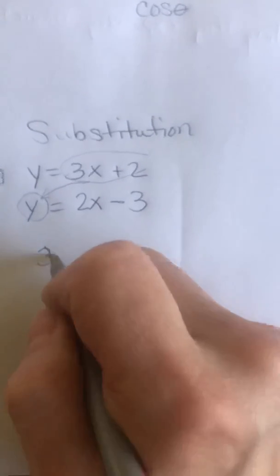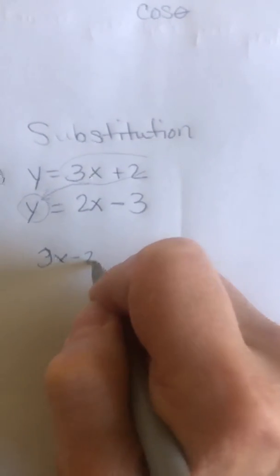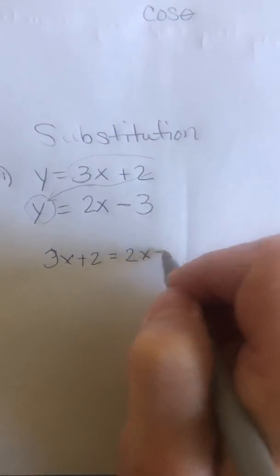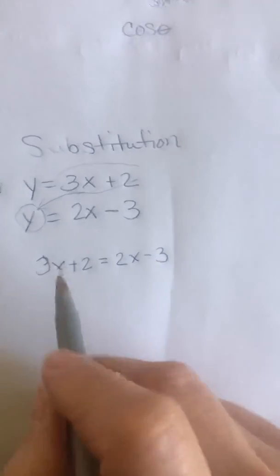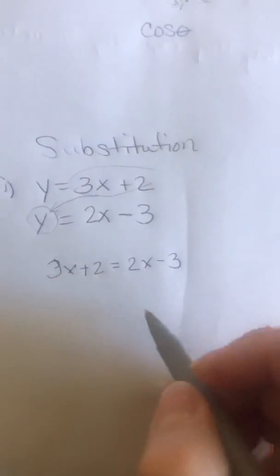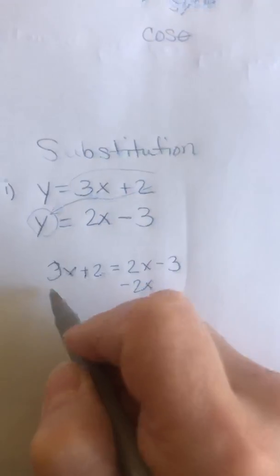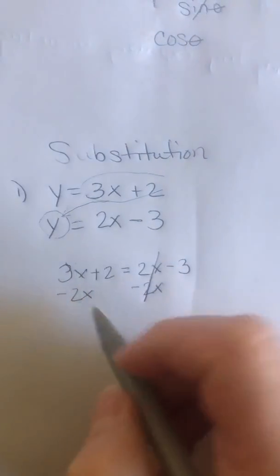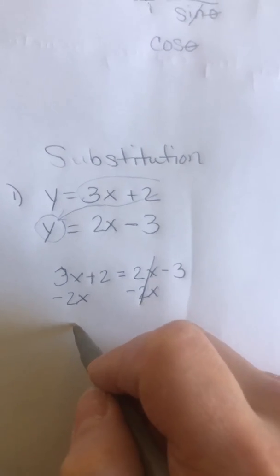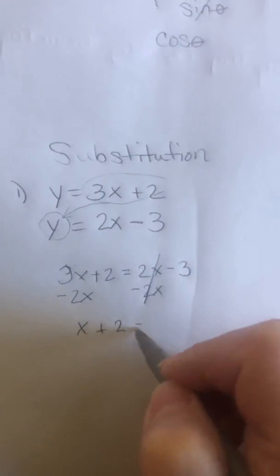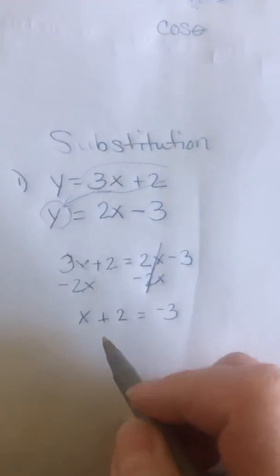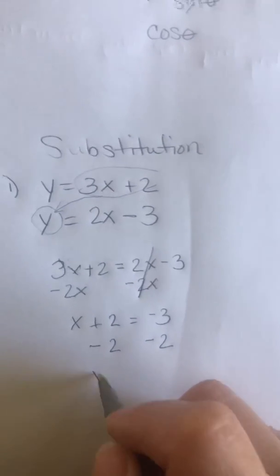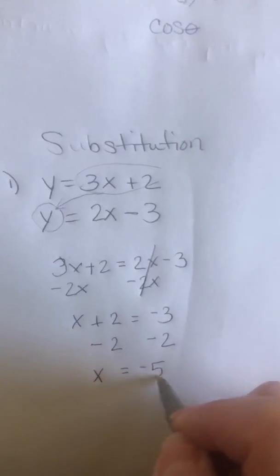3x plus 2 equals 2x minus 3. And from here, we can now solve by getting the x's to one side. So we're going to subtract 2x from each side, and it's going to cancel out over here on the right, and we're going to get x plus 2 equals negative 3. And we'll subtract the 2 from both sides to get x equals negative 5.